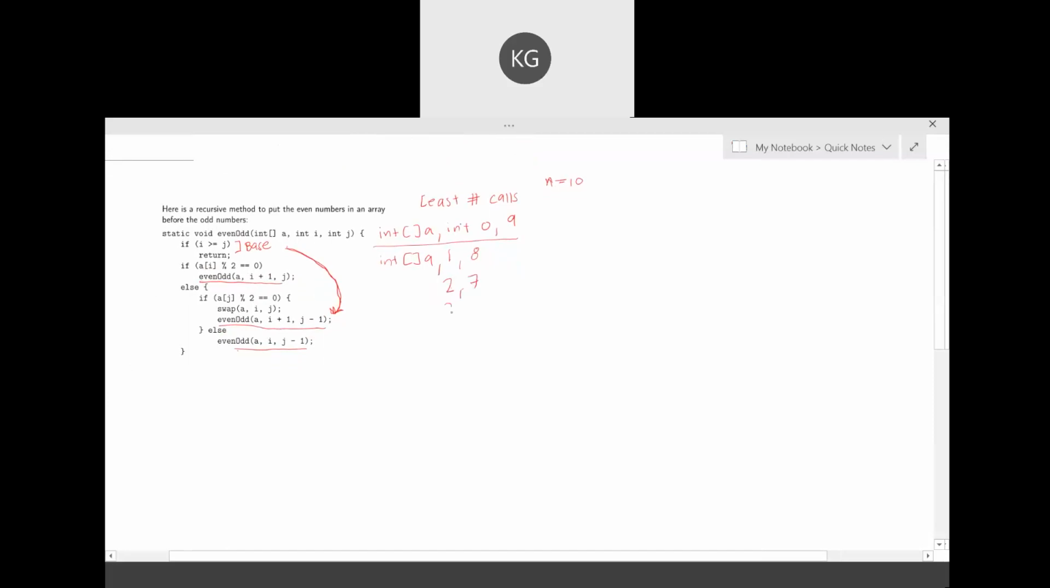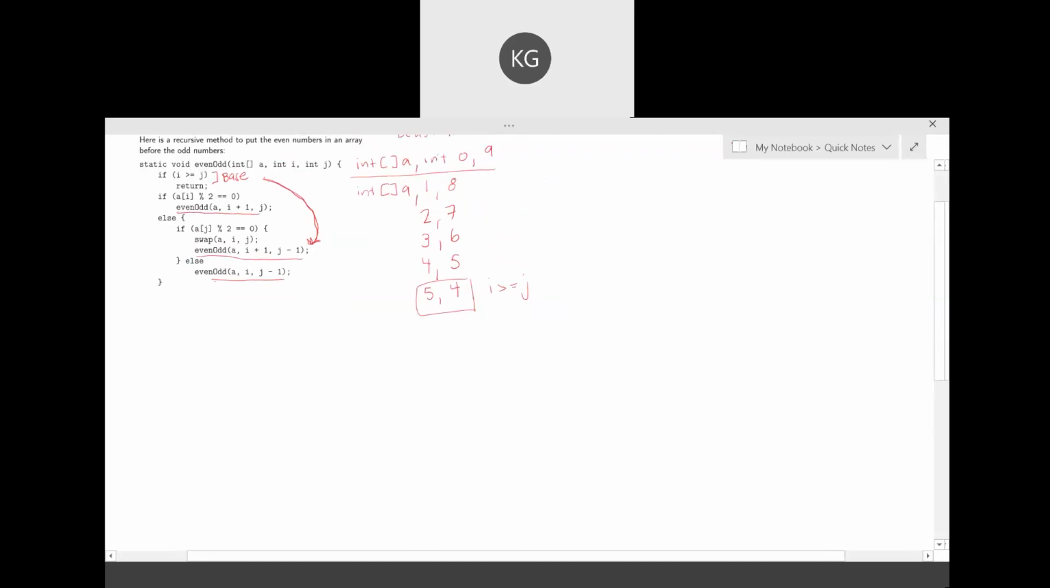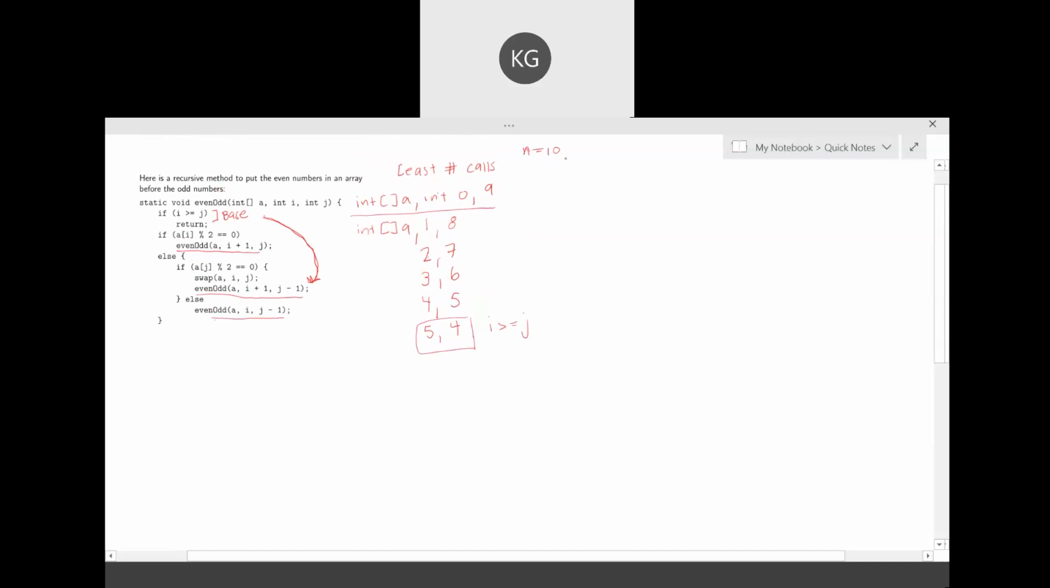We're going to add 1 to i and subtract 1 from j. So 3, 6. And then 4, 5, and then 5, 4. So when we get to this one right here, we reached our base case, right? Because i is greater than or equal to j. So it'll stop calling the function. So in this scenario, n was equal to 10, and we had 5 recursive calls.